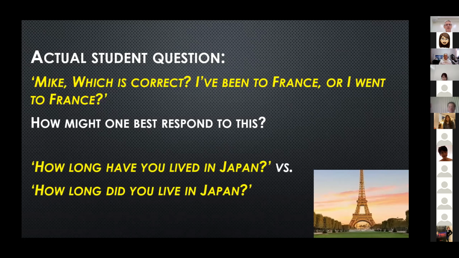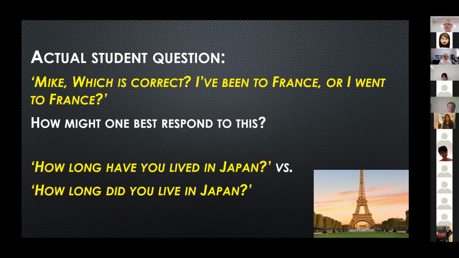It's similar to this question: how long have you lived in Japan versus how long did you live in Japan? Which one is correct? Well, that depends entirely on the position of the person who's being asked the question. If they are still in Japan, if that's the context, then the first one is correct. If they are no longer in Japan, then the second one is correct.